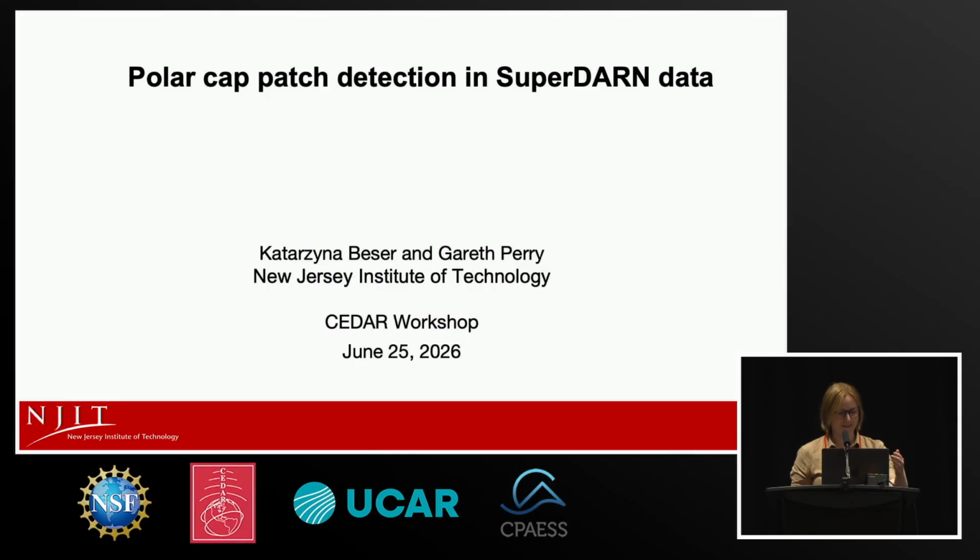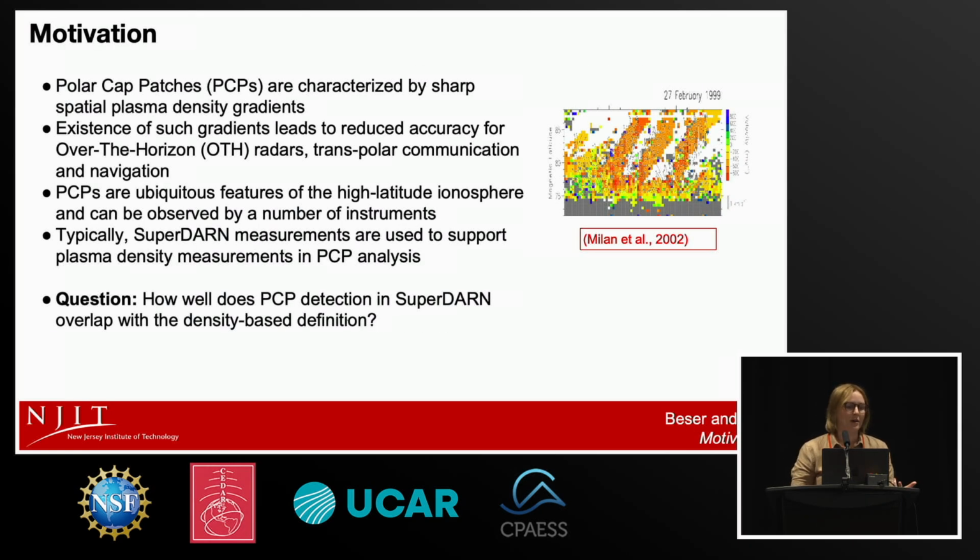Hello, everyone. In this presentation, I would like to give you some updates on our investigations of polar cap patches in SuperDARN data. We are actually getting into operations. Polar cap patches are characterized by sharp spatial plasma density gradients, and the existence of such gradients leads to reduced accuracy for over-the-horizon radars, transpolar communication, and navigation. So it is very important to detect such instances for operational purposes.